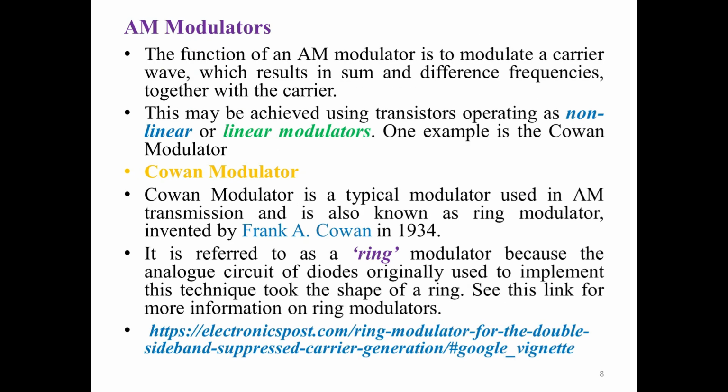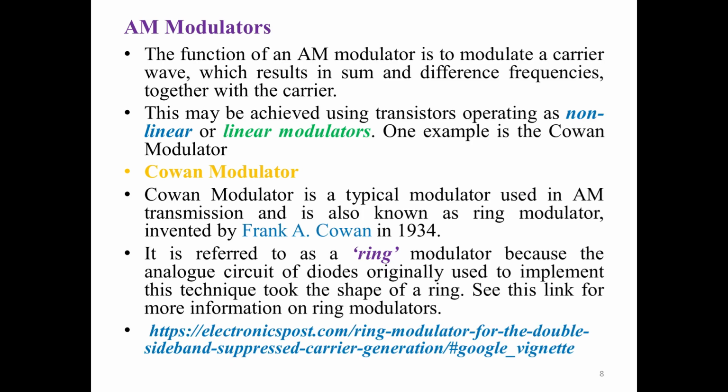AM modulators. The function of an AM modulator is to modulate a carrier wave, which results in sum and difference frequencies together with the carrier. This may be achieved using transistors operating as nonlinear or linear modulators. One example is the Cowan modulator. The Cowan modulator is a typical modulator used in AM transmission and is also known as the ring modulator, invented by Frank A. Cowan in 1934.